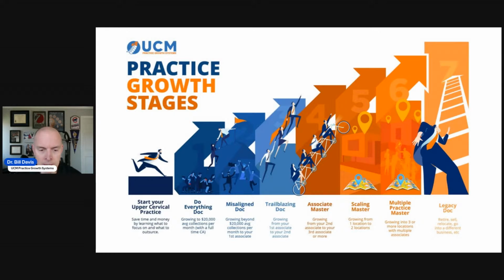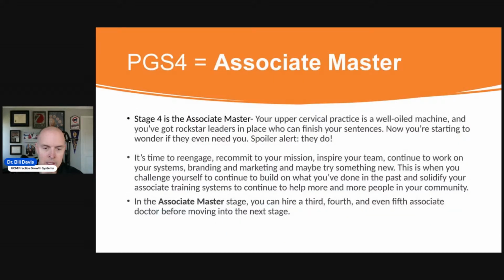And so let's talk about some of the challenges that you can run into in this phase. This is specifically for doctors who are in this associate master phase, have at least 2 associates in the practice. What are some of the things you're going to run into, and what are some of the challenges? Because your practice feels like a well-oiled machine at this point. It's you and 2 associates at least. You've got some rock star leaders in place.